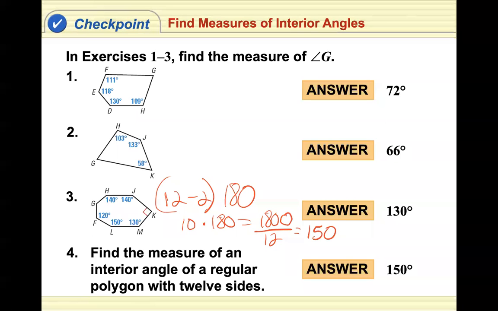150 degrees. So find the sum of the interior angles, then divide it by how many angles it has. Because remember, a regular polygon has equal angles, or each angle, I should say, is equal. All angles are equal.